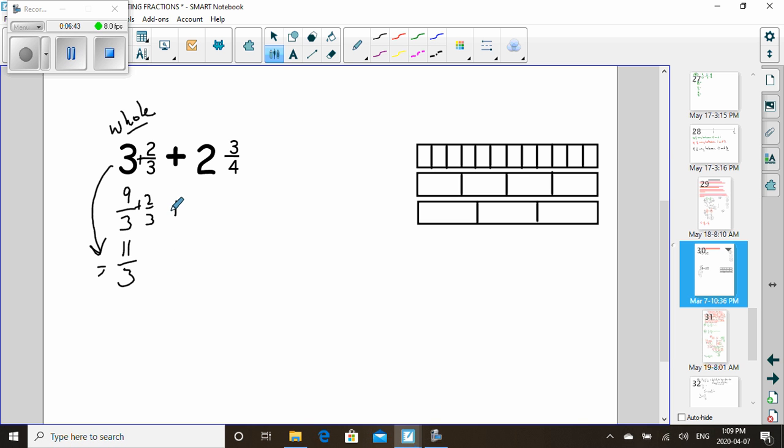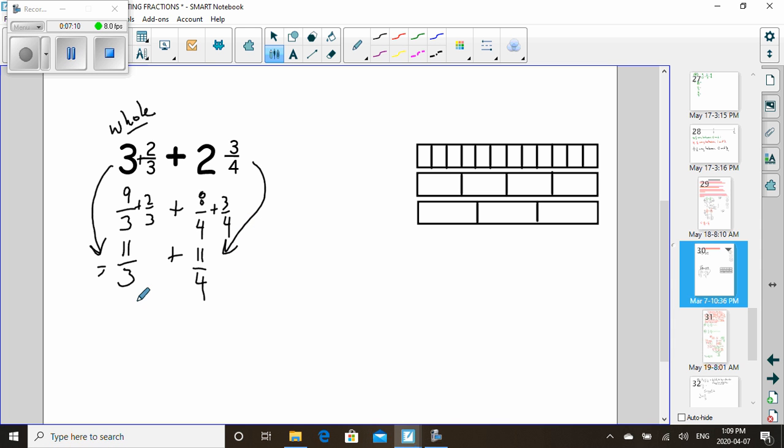Okay, then we do the same to the 2 and 3/4. This one's cut into fourths. 2 whole groups of 4 are 8. 8/4 represents the number 2, right? 8 divided by 4 is 2. Plus the 3/4 more, so that's 11/4. Okay, so 11/4 is the same thing as 2 and 3/4.